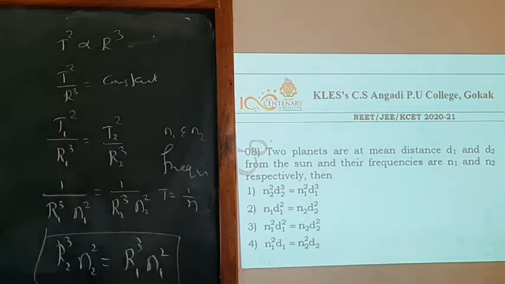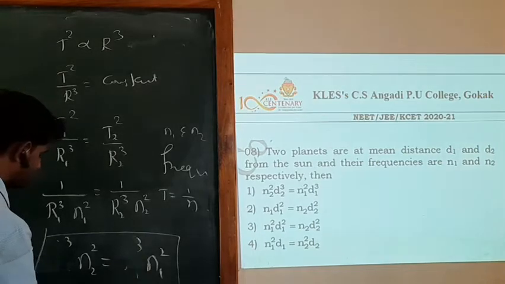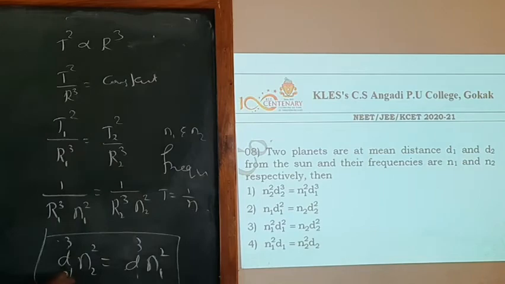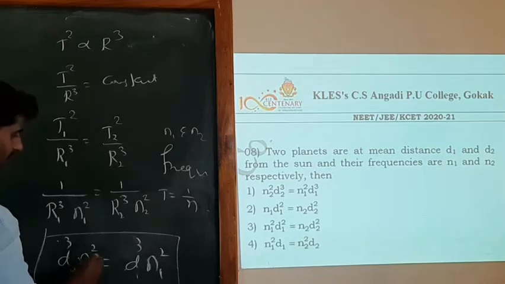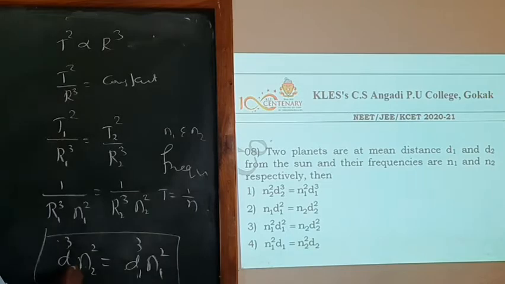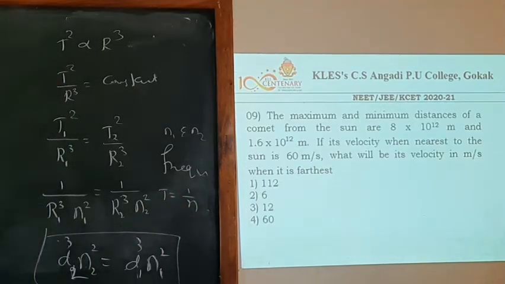And see which is the correct option. Okay, option number 1. We should alter one more thing. Instead of r, they are taking the distance d. So instead of r, I will write d. So that is d2 cube n2 square and d1 cube n1 square. So option first is the correct answer. Next one.